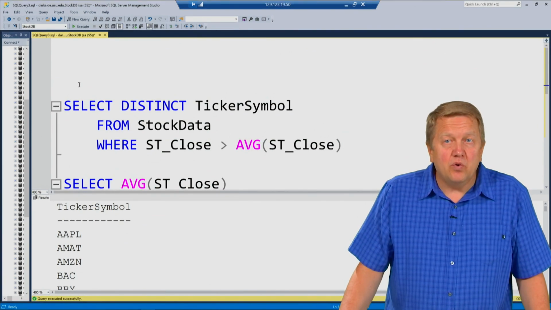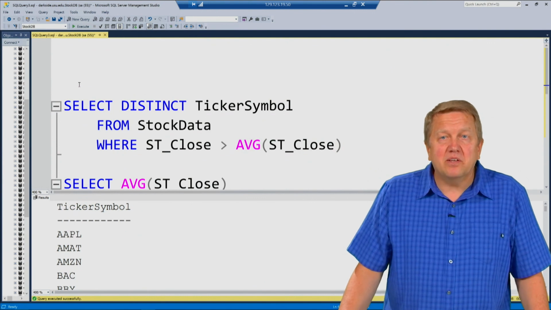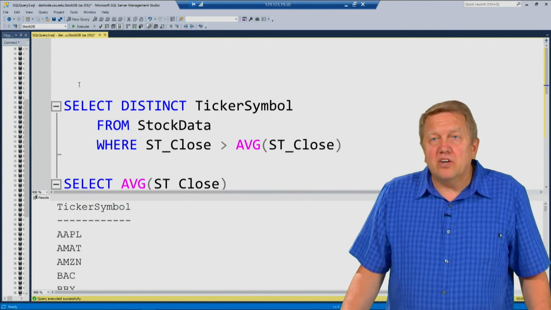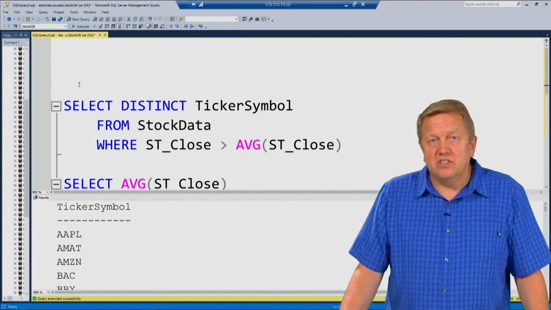In a future video, we'll have some more complex subqueries, but it's an important construct to build a lot of skill on.